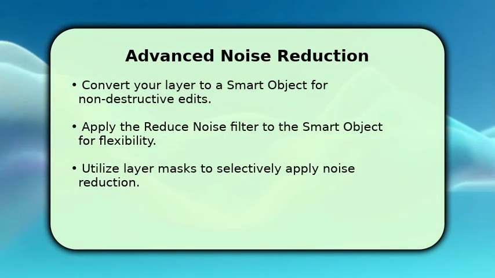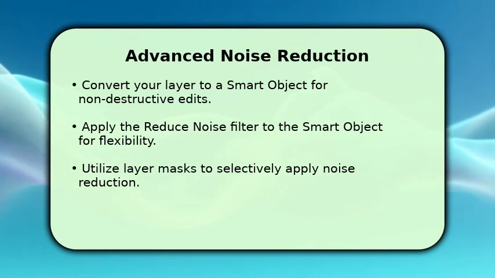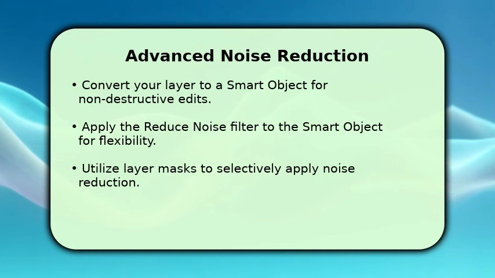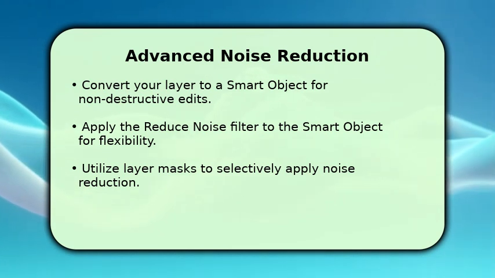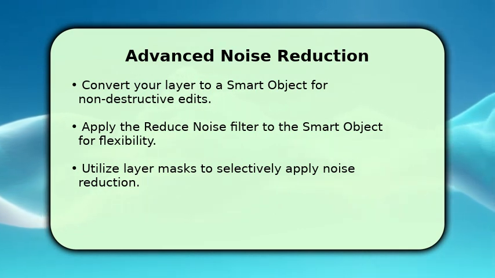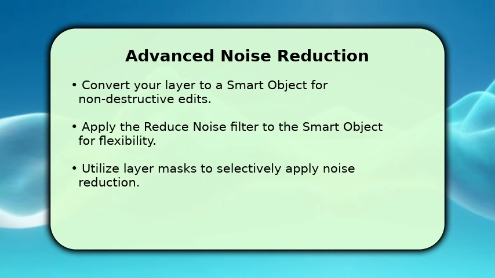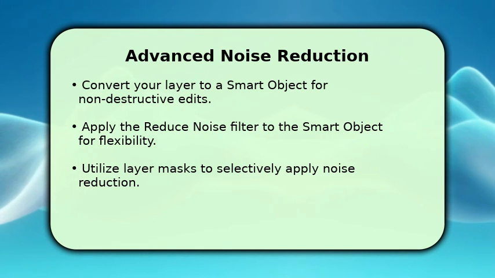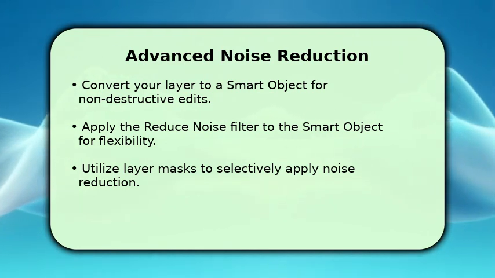For more control, convert your image layer to a smart object before applying the Reduce Noise filter. This allows you to re-edit the filter settings at any time. Additionally, using layer masks enables you to apply noise reduction only to specific areas, such as shadows, while preserving detail in others. For raw files, the Camera Raw filter offers excellent initial noise reduction capabilities before even entering Photoshop's main interface.